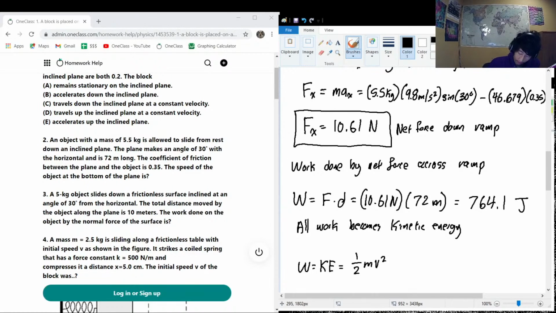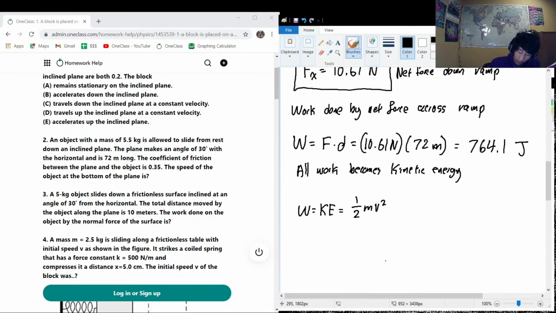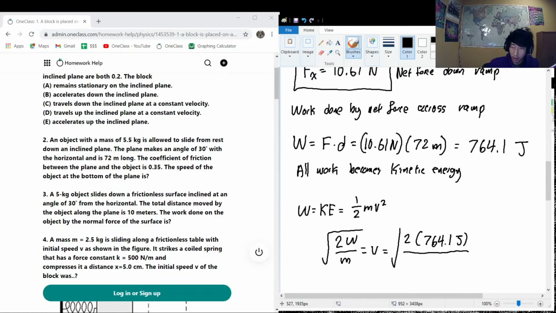mv squared. Okay, so if we want to isolate the velocity, we would do 2 times the work divided by mass, all under the root, equal to our velocity. And our velocity is what we're really after here, the speed of the object at the bottom. So let's put under the root 2 multiplied by our work value, which was 764.1 joules, divided by our mass, which is 5.5 kilograms.